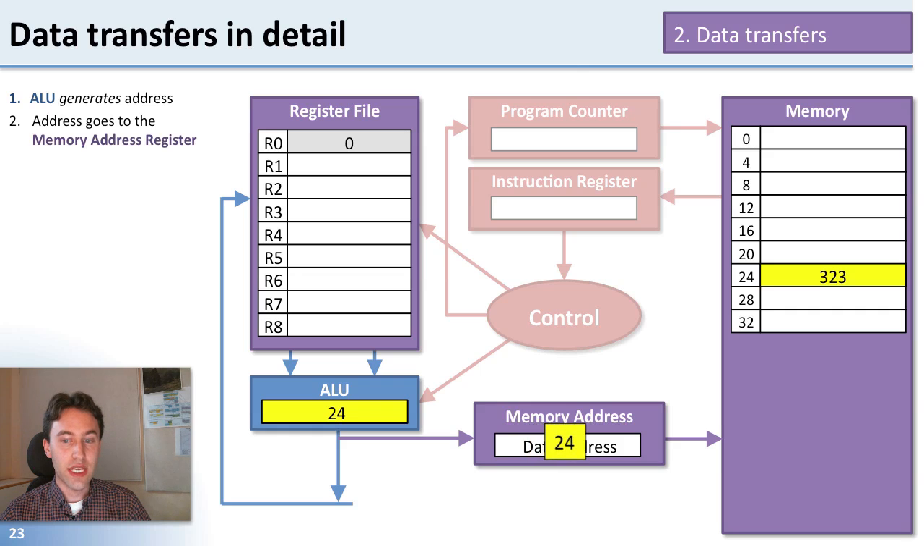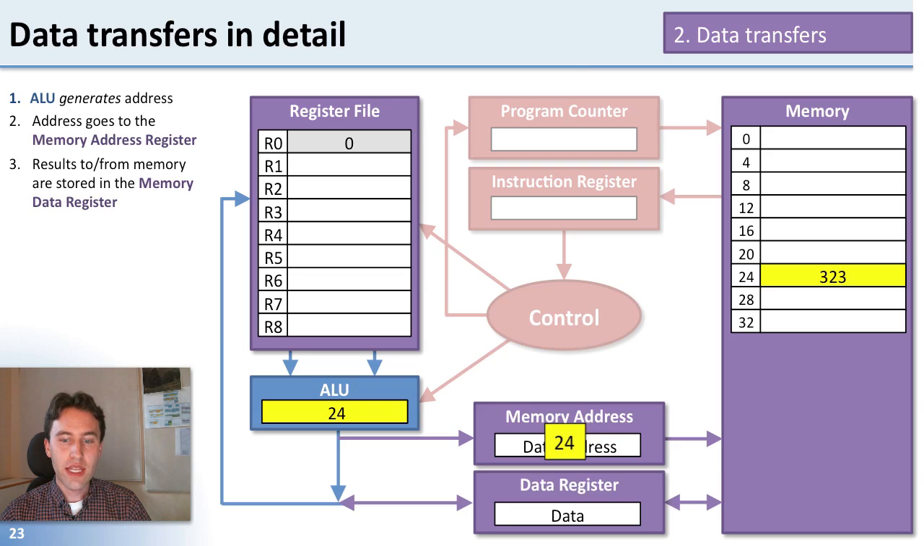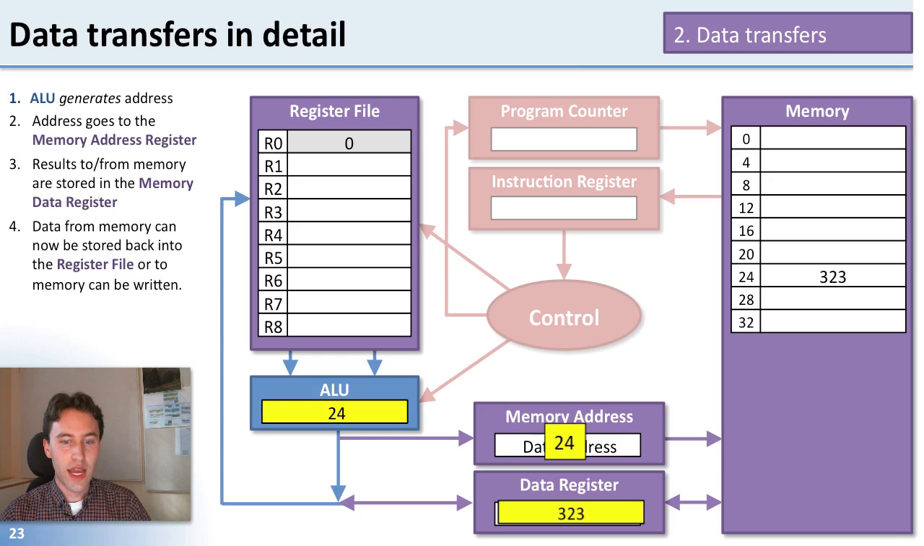When this address is in the memory address register, we can then use that to access the memory and get the data. When we get the data results from there, they need to be stored somewhere, and we're going to store them in the memory data register. So once we have the address, we can then use the address to get the data from the memory. This is now stored in the data register, and then finally we want to put this in the register file. So now that data is written back from the data register into the register file.